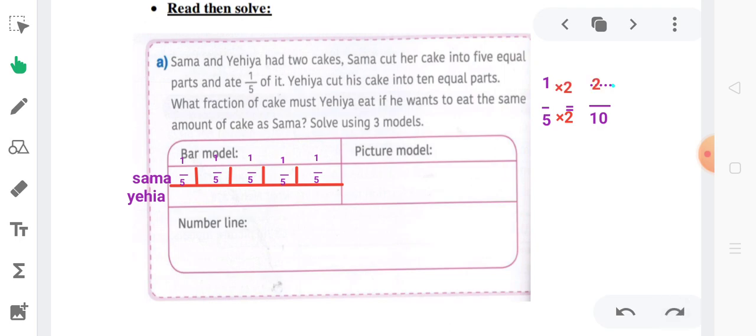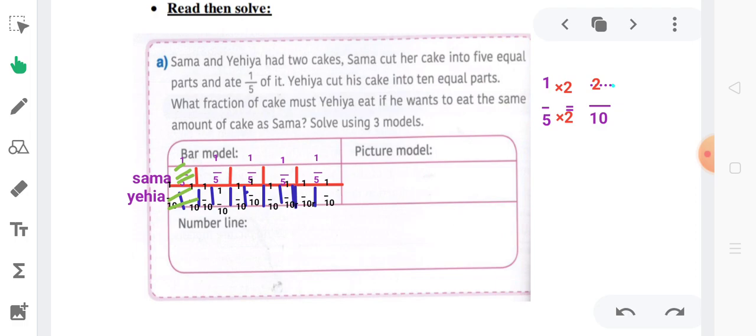So it's 2/10. So I'm going to divide it into tenths. Okay, 1/10. This 1/5 is equivalent to 2/10.